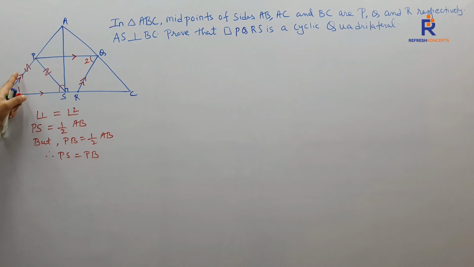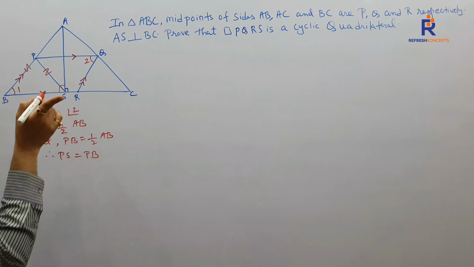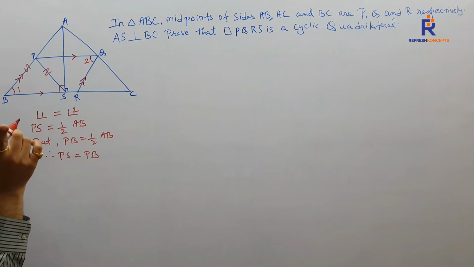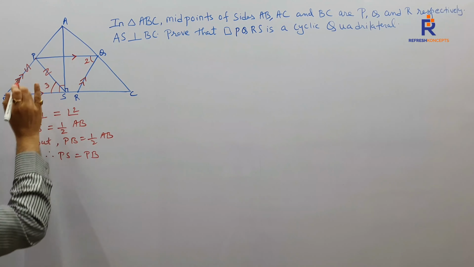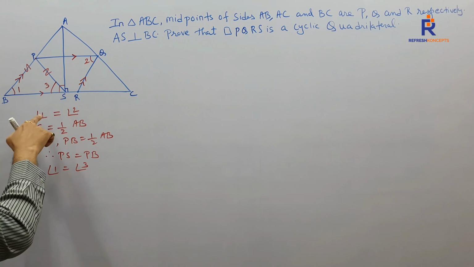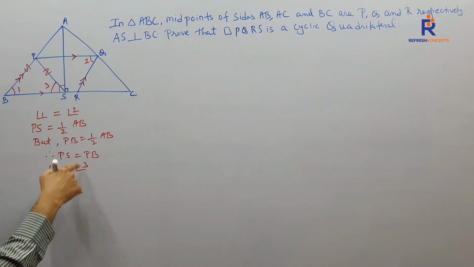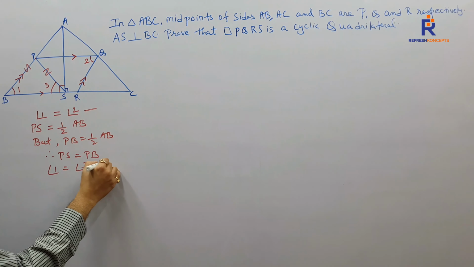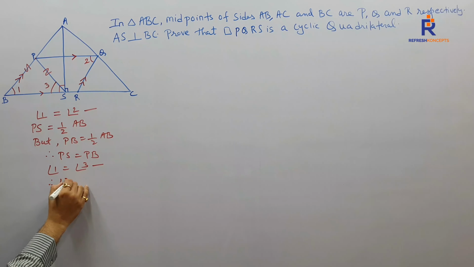If PS is equal to PB in triangle PBS, is it the isosceles triangle theorem? Base angles are equal. Angle 1 congruent to angle 3. Earlier I said 1 congruent to 2. Now I say 1 congruent to 3. So what can I say from this equation and this equation? Are 2 and 3 congruent? Therefore, angle 2 congruent to angle 3.